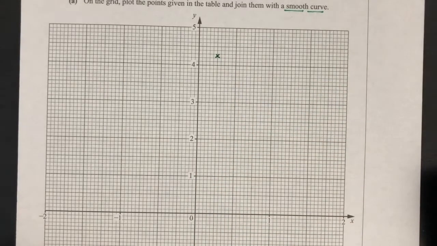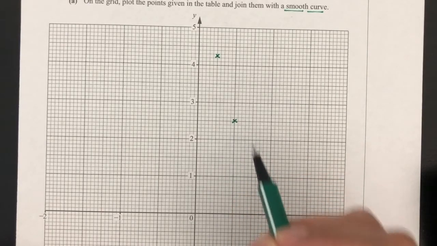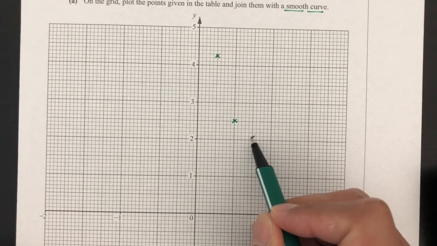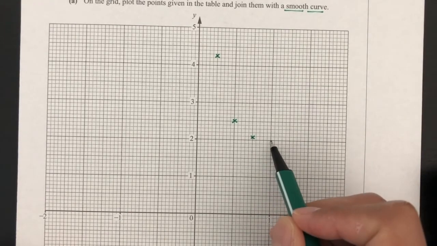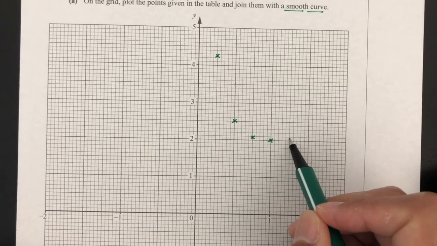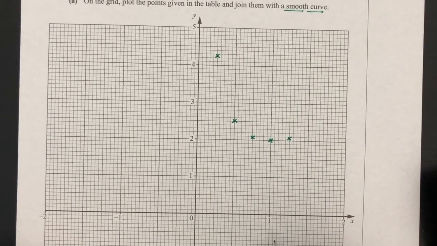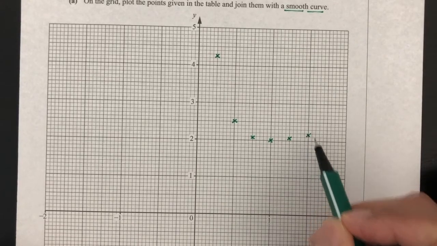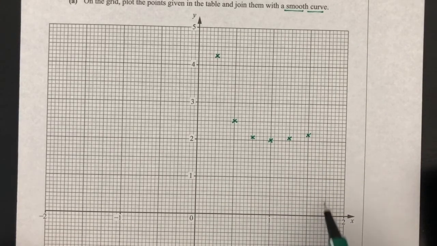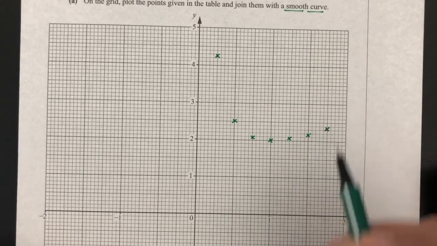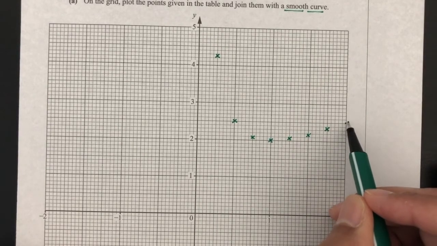That's the first point. And we have 0.5 and 2.5. So 0.5, 2.5 will be this one. Then we have 0.75, 2.08. That will be about here. Then we have 1, 2, right here. Then we have 1.25 and 2.05. It will be in between. And we have 1.5, 2.17. That should be right here. And we have 1.75, 2.32. And then we have 2.5. That should be on this side.